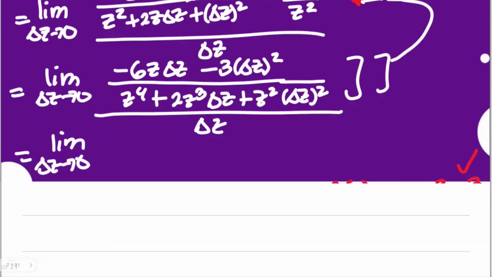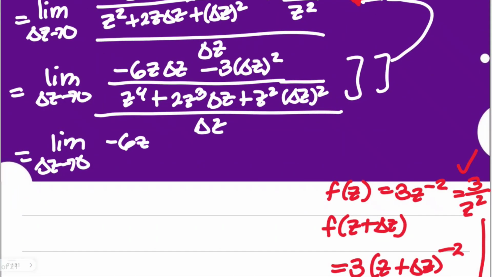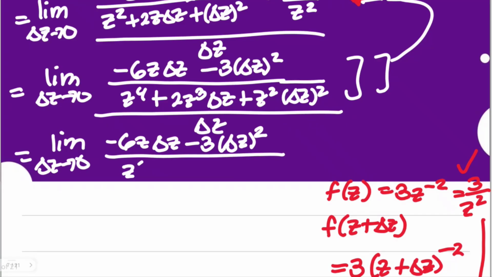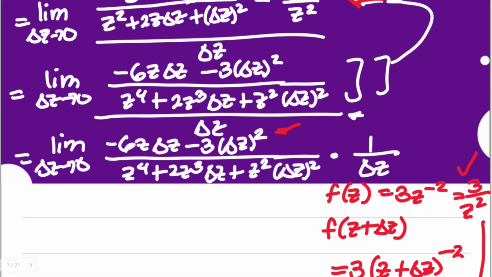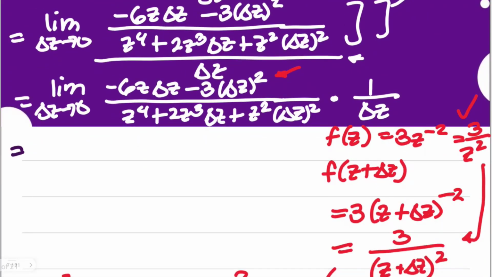Keep, change, flip method. So you keep the numerator, negative 6z delta z, negative 3, the entire numerator, over z to the power 4 plus 2z cubed delta z plus z squared times the square of delta z. This operation of division will become times, and reciprocate the denominator. Instead of delta z, that's 1 over delta z. We're doing this so that we can cancel that, looking at our numerator, where there is a common delta z. We are not yet applying the limit. We are just manipulating that.